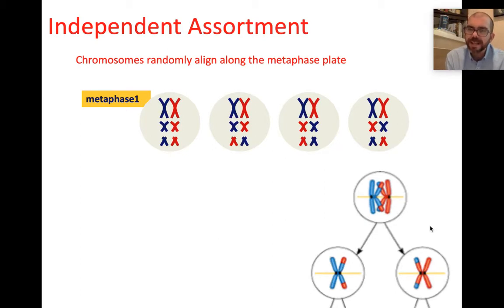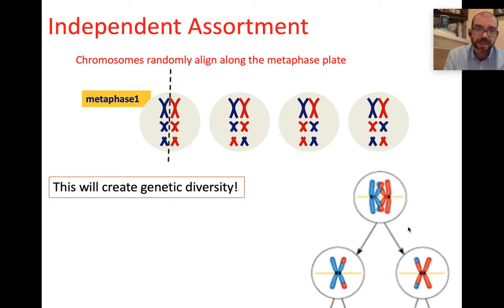When the tetrads line up on the metaphase plate, it is random what order they line up in. For example, here, if I draw a line down the cell, this cell of all blue chromosomes will become its own haploid cell, and this one of all red. So now I have 2 combinations. That's diversity. I have one that's all red, one that's all blue.